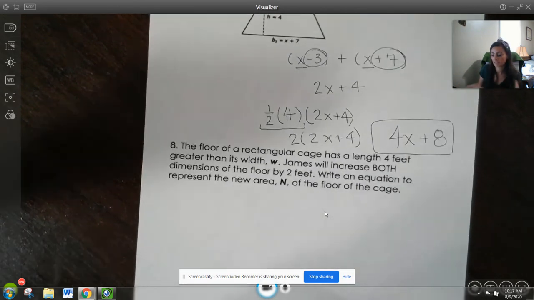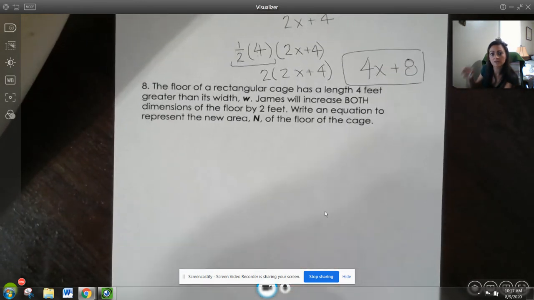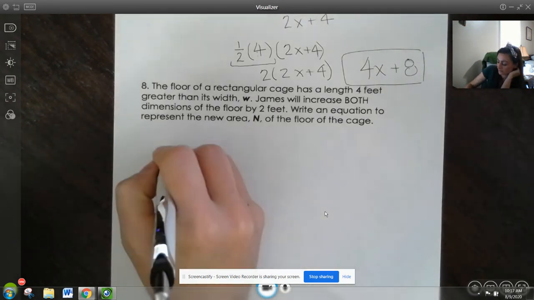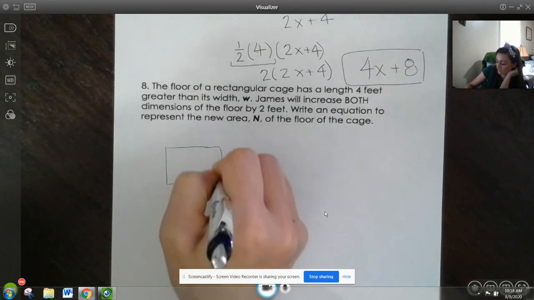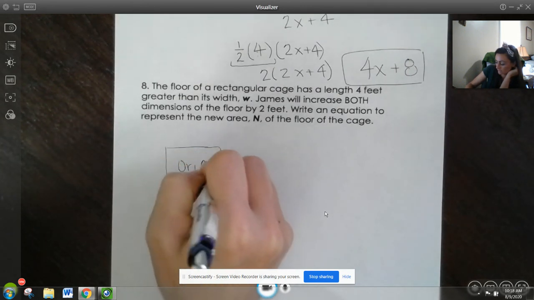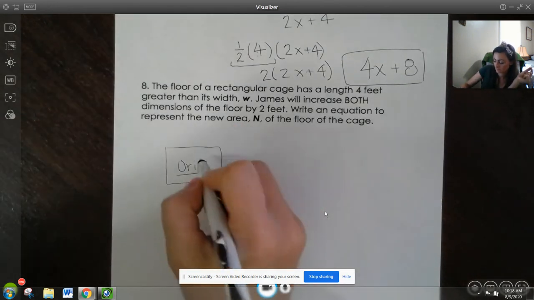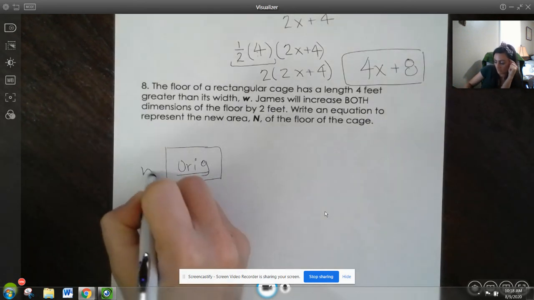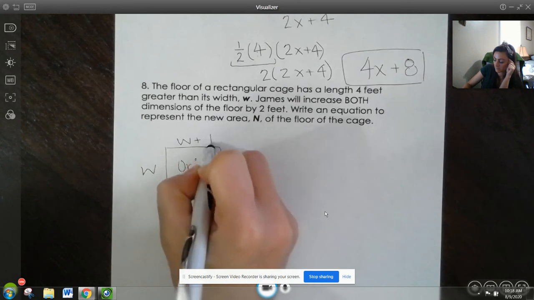Last but not least, floor of a rectangular cage has a length 4 feet greater than its width. So I'm going to start by drawing a picture of the original. And I'm going to label it original so I don't get confused. Its width is W. Its length is 4 feet greater, so that would be W plus 4.